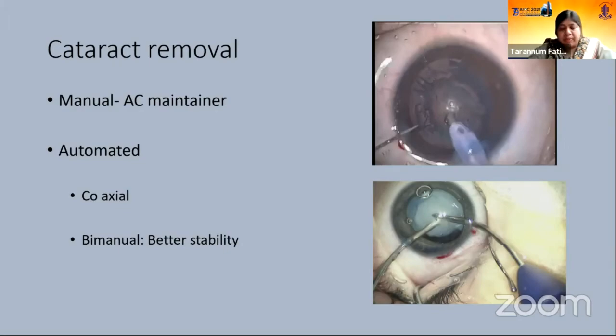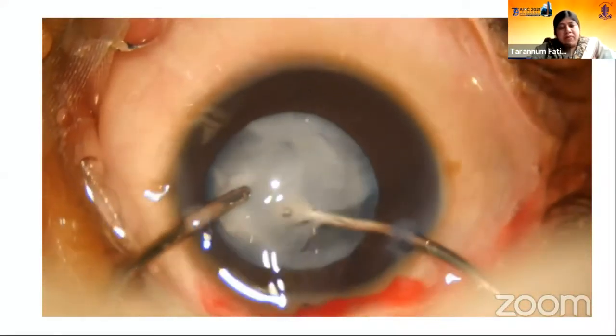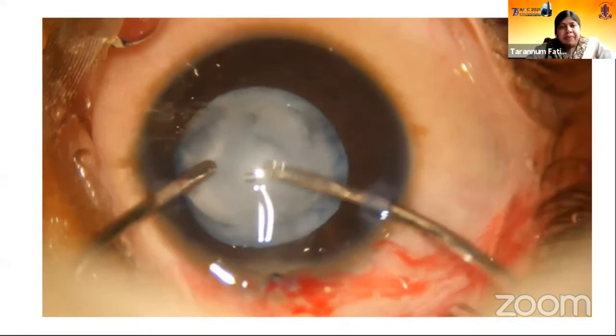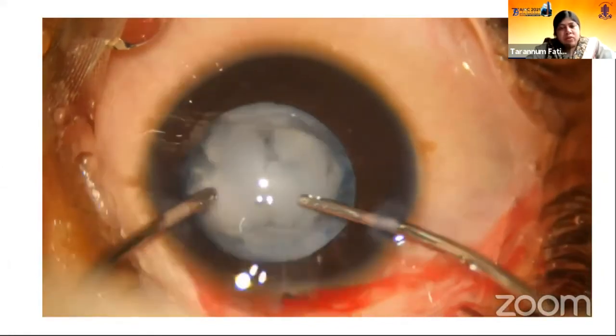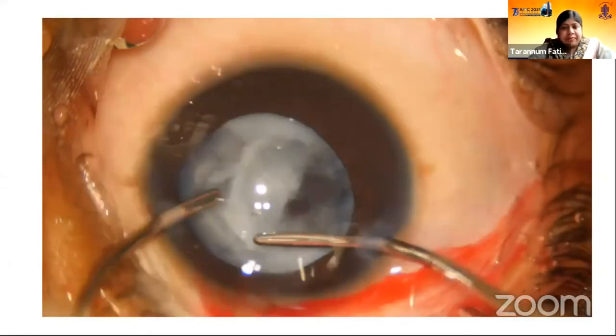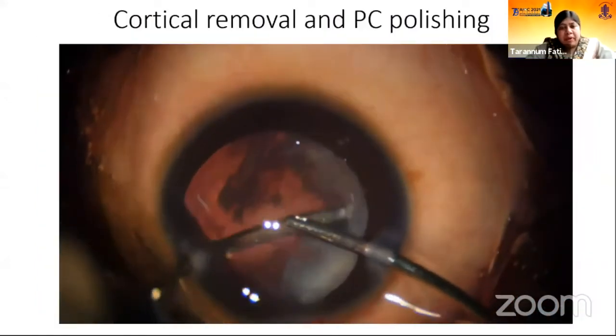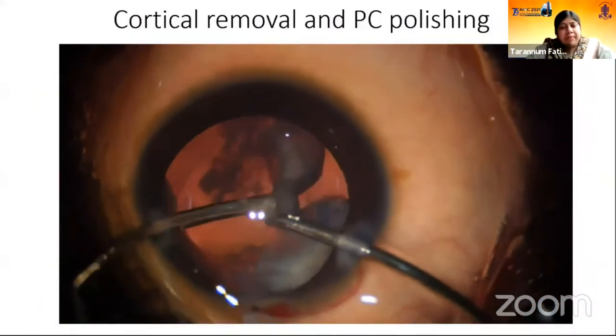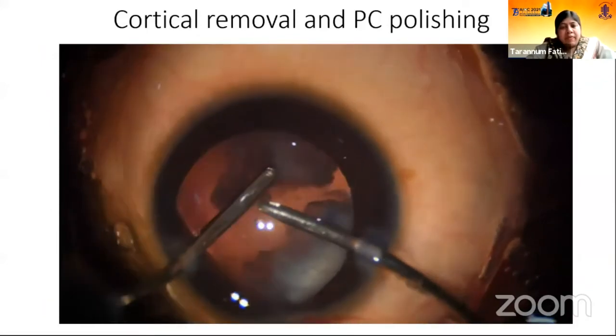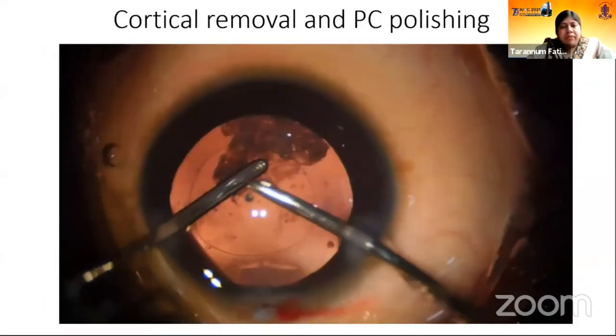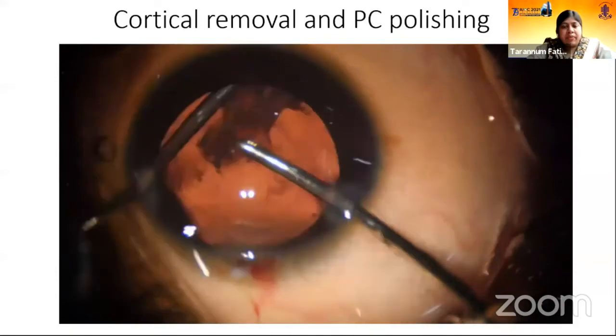Cataract removal can be done manually by using the AC maintainer or by automated methods like the coaxial or the bimanual. The bimanual offers better chamber stability, and the cataract is so soft it can be easily removed. But the cortical removal is a very important step, and it has to be done very meticulously. All the fibers of the cortex have to be removed, and PC polishing has to be done adequately.